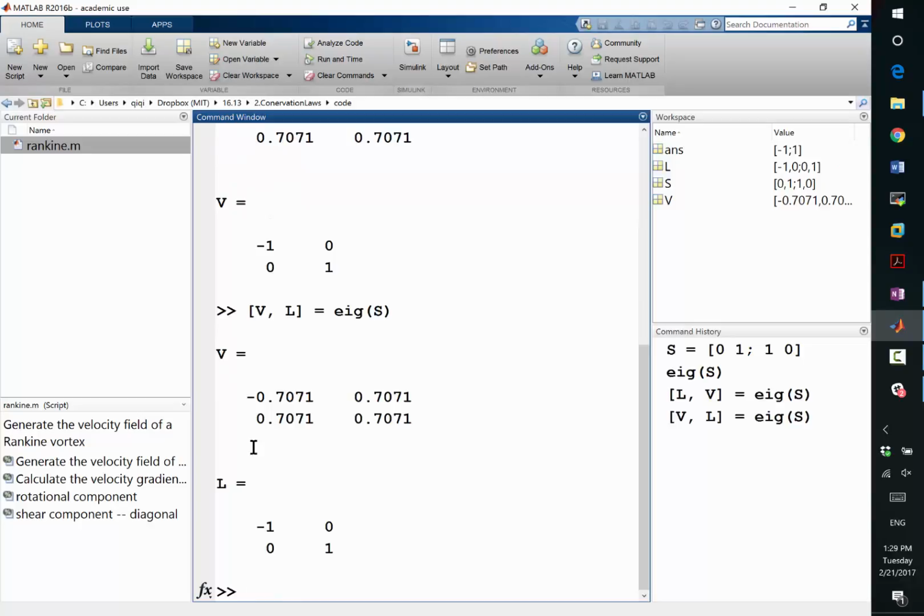So V is the rotation I need to apply. It turns out to be that matrix, but I need to actually reflect the first column, or the first row, to make it a rotation matrix. Otherwise, this one actually contains a reflection, right?